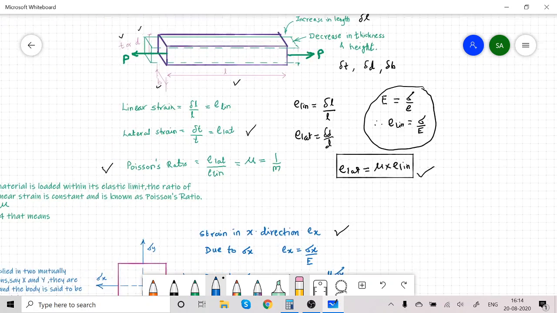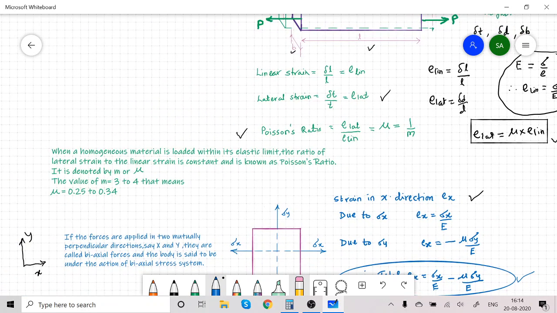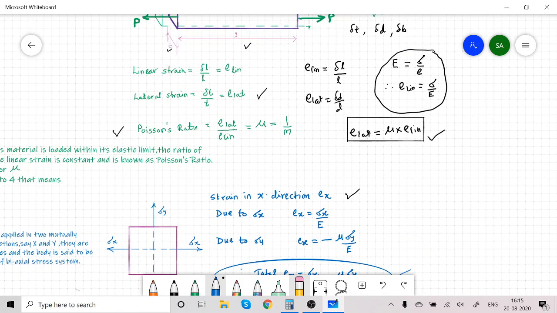And for a homogeneous material, the ratio of lateral strain to linear strain is constant, which is known as Poisson's ratio. It is denoted by mu or 1 upon m, where m varies between 3 and 4, and therefore Poisson's ratio is equal to 0.25 to 0.34. Then when we are considering E lateral, we will have to multiply E linear by mu, because mu is E lateral divided by E linear.